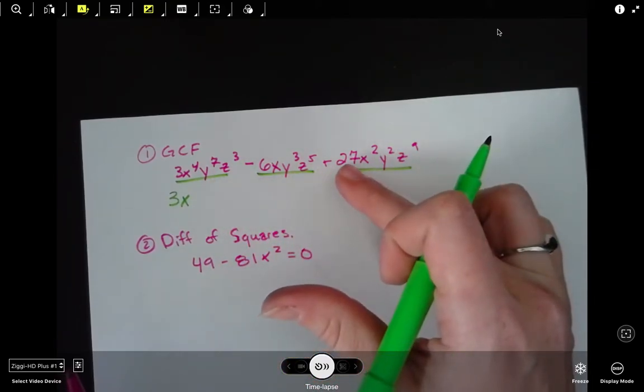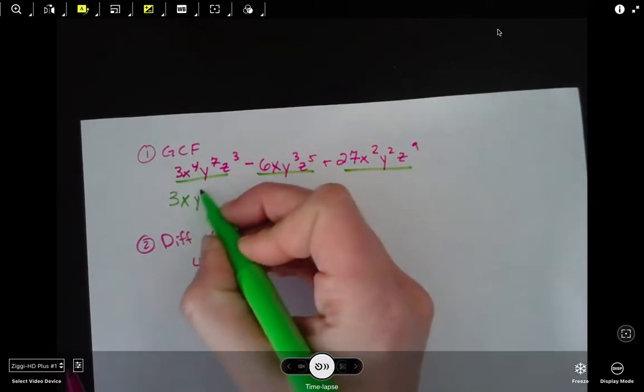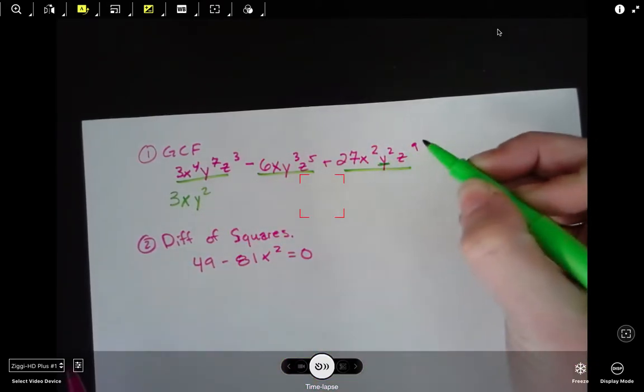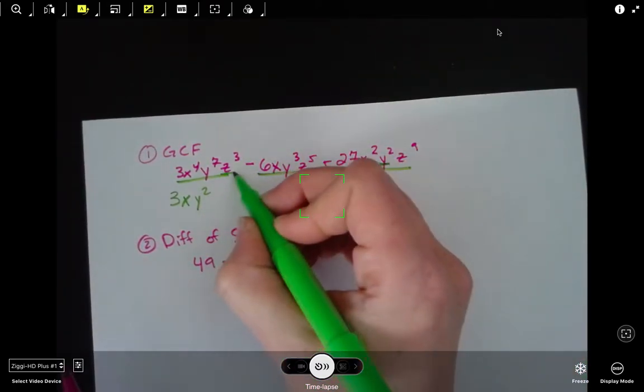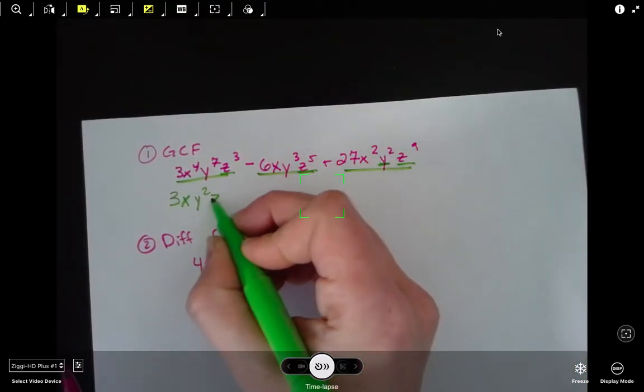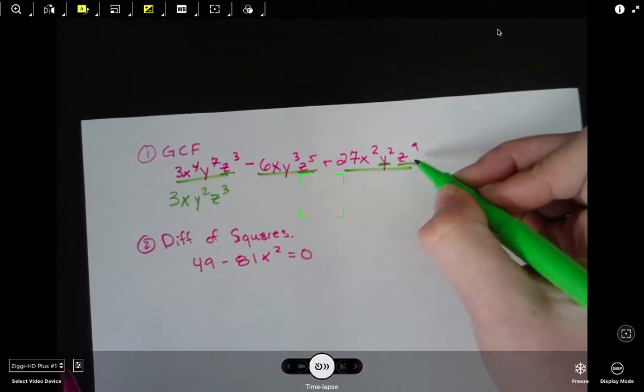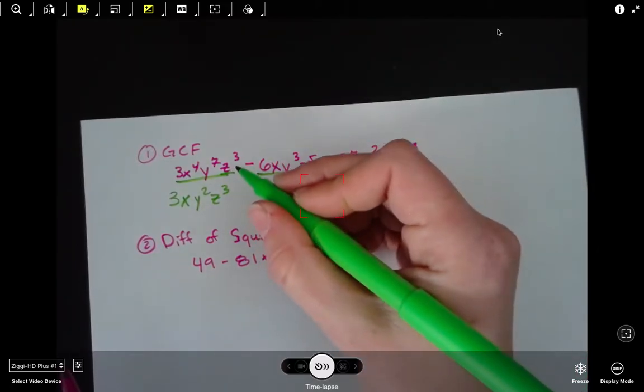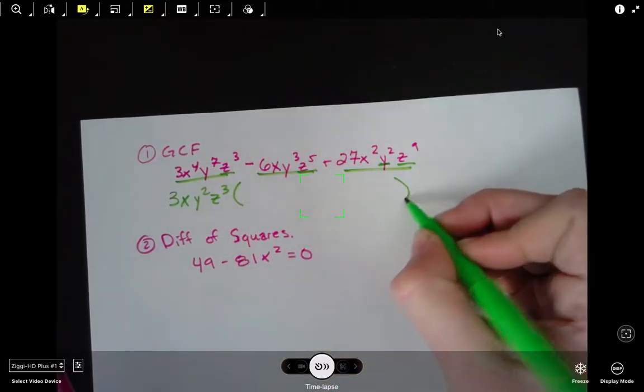What's the most number of y's I can take out? Y to the 2nd, because this one only has 2 to give me. And then z's, I have 3, and then 5, and then 9. Z to the 3rd is all I can take. This one has 9, but this one only has 3, so I can only take 3 from each piece. And then I write what's left over.